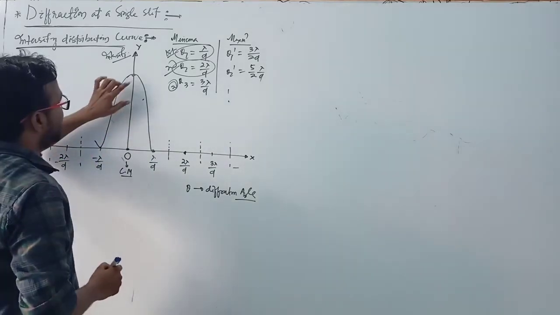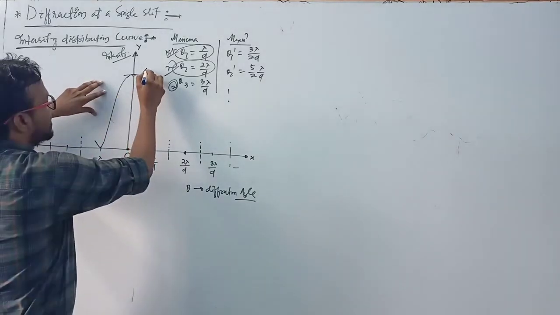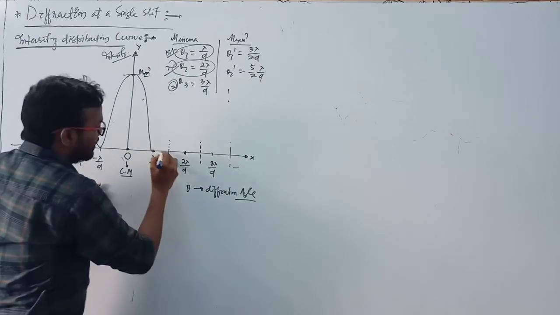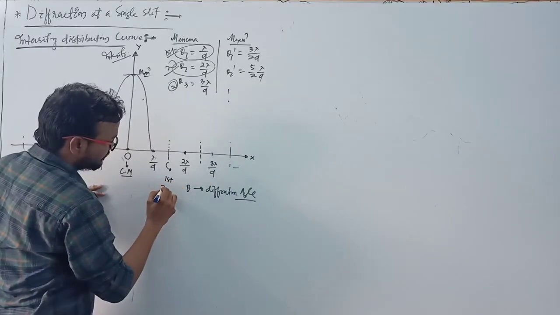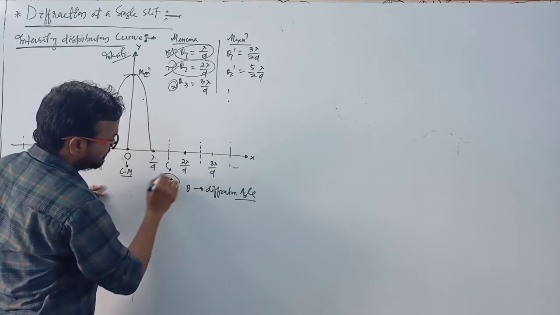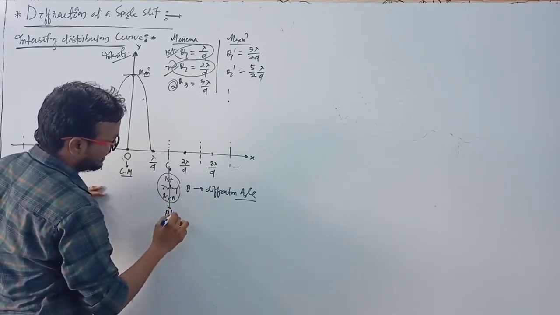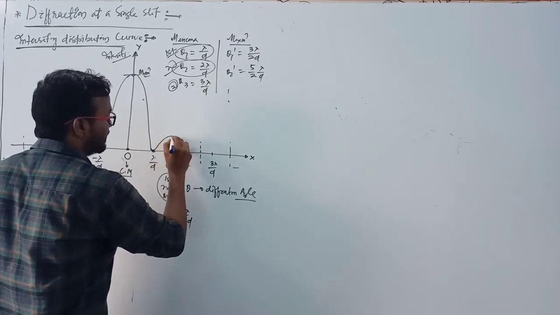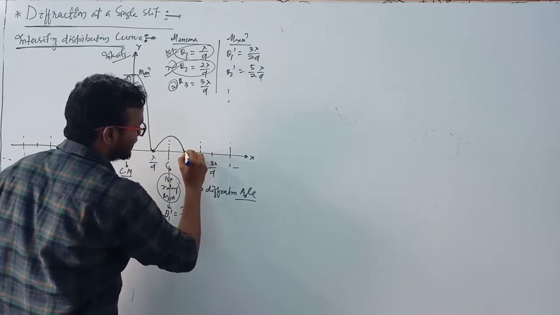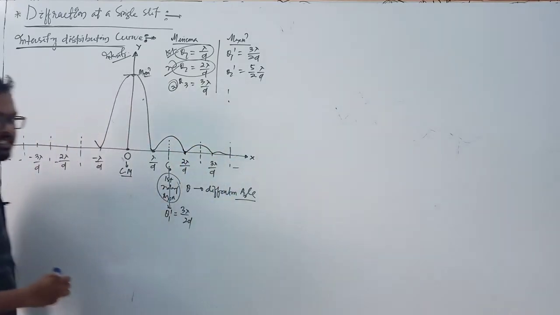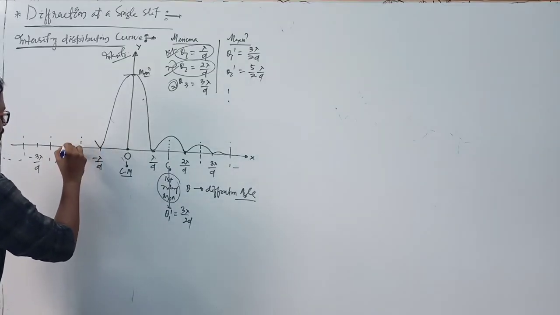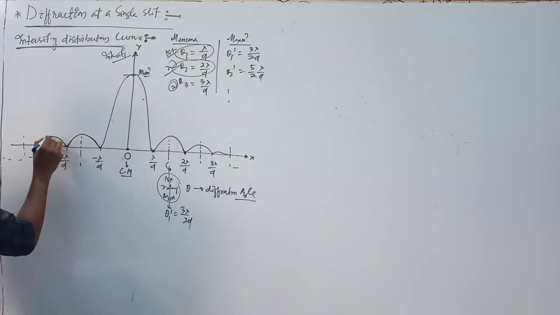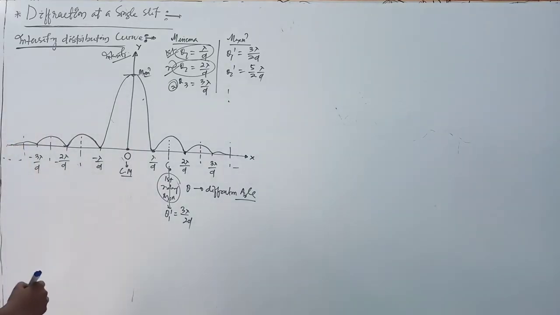But here in single slit diffraction, if this is 100% of light, or the maximum intensity of light, then this is known as the first secondary maxima, and at this point we can write theta 1 dash equal to 3 lambda by 2d. Here we get the graph like this, and again like this, and finally it comes to zero. Similarly at this point, like this. Clear?